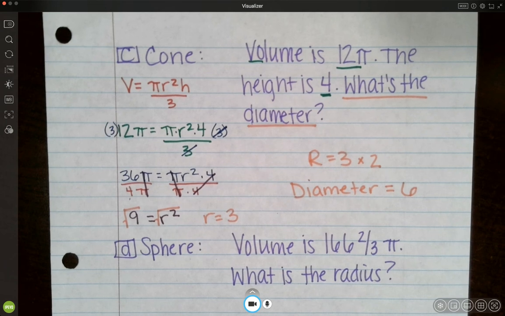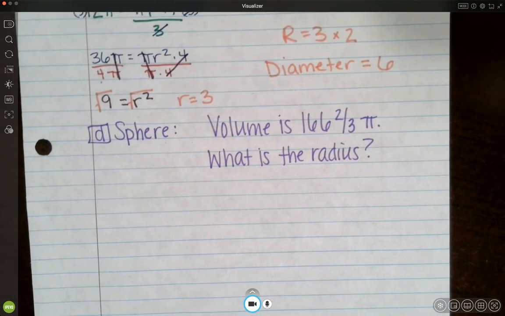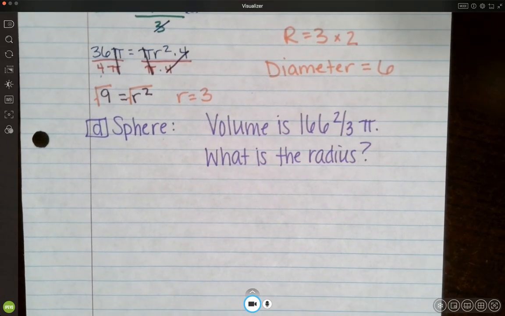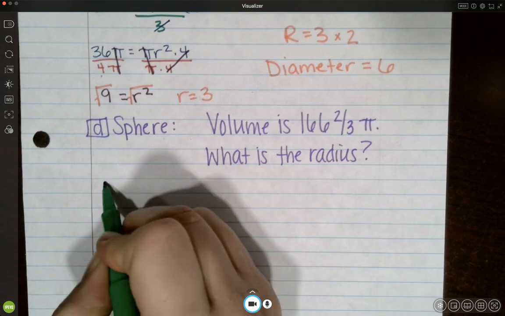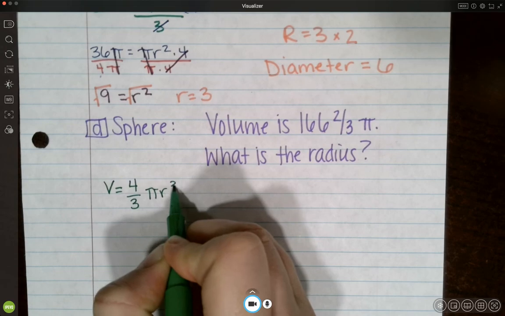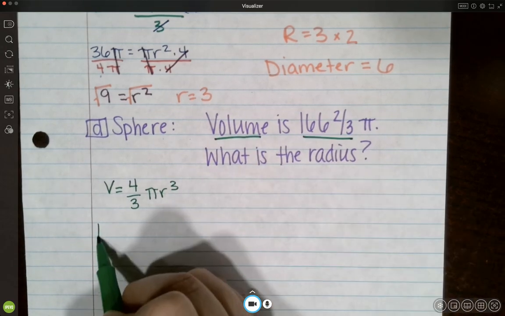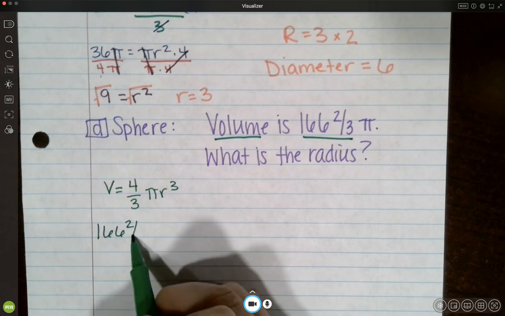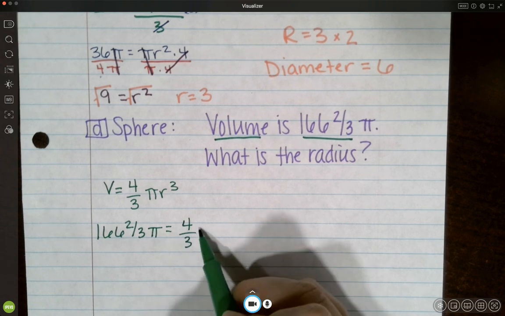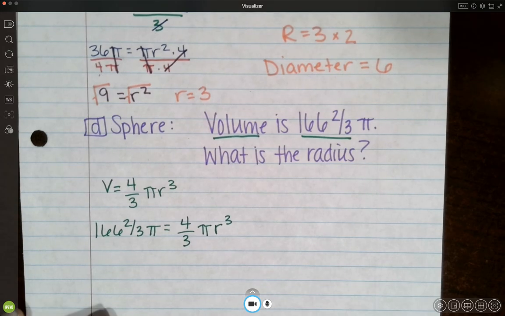Okay? And then last but not least, let's take a look at a sphere. Because we're dealing with the 4/3, a lot of times the sphere numbers are a little bit more funky. All right, so let's start with the formula. Volume equals 4/3 pi radius cubed. We're going to fill in what we know. The volume is 166 and 2/3 pi. 4/3 is still 4/3. Pi is still pi, and I don't know what the radius is. That's what I'm solving for.